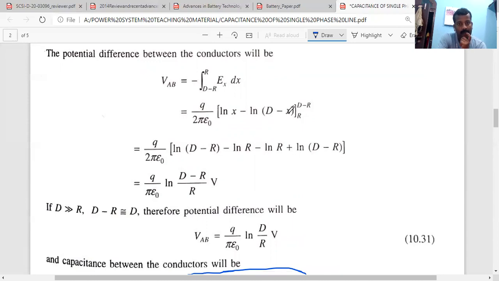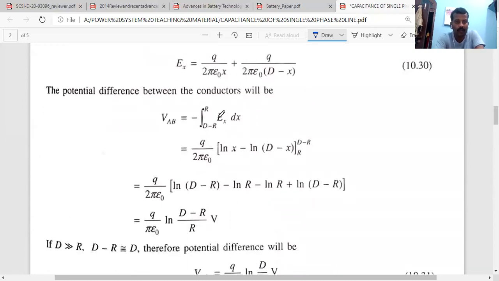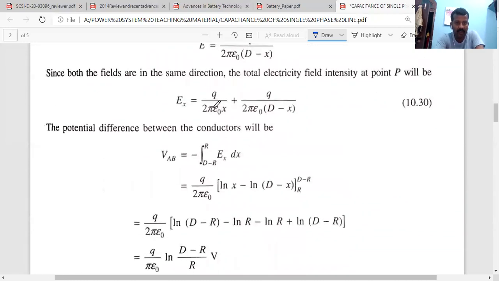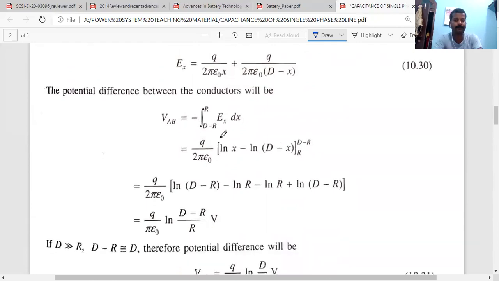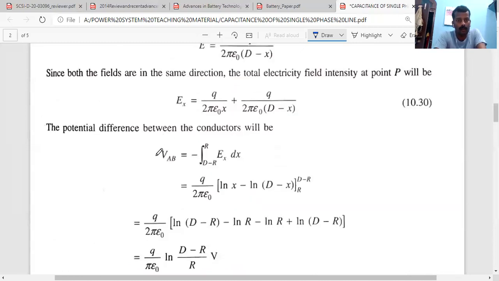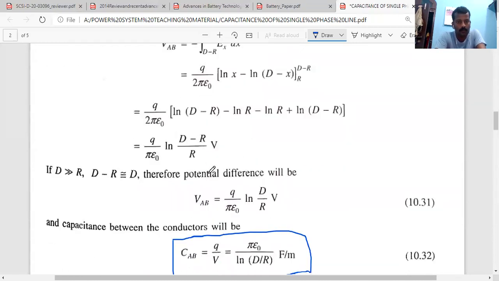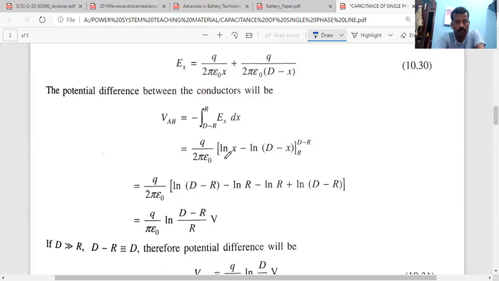Something wrong here. Ex, this will be ln x minus... Just a second.